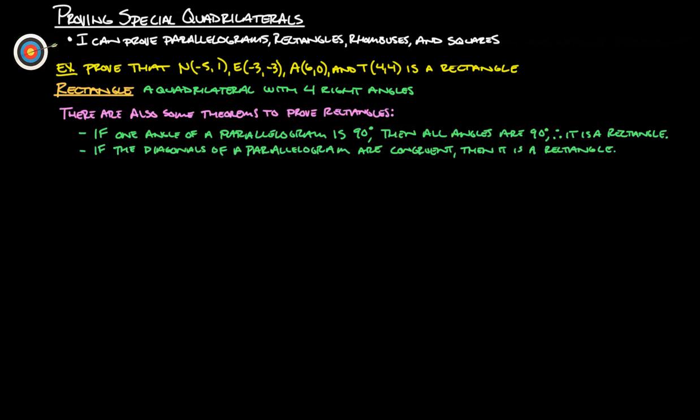There are also some theorems that help us prove rectangles. If one angle of a parallelogram is 90 degrees, then all angles have to be 90 degrees, so therefore it has to be a rectangle. So if we can prove that it's a parallelogram and prove that one of the angles is 90 degrees, then we can prove that it's a rectangle. Or if the diagonals of a parallelogram are congruent, then we know that it's a rectangle.